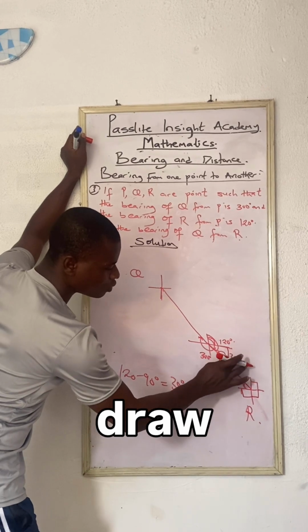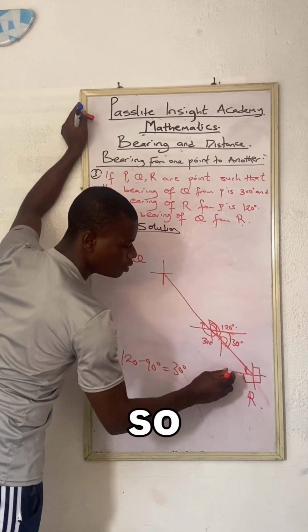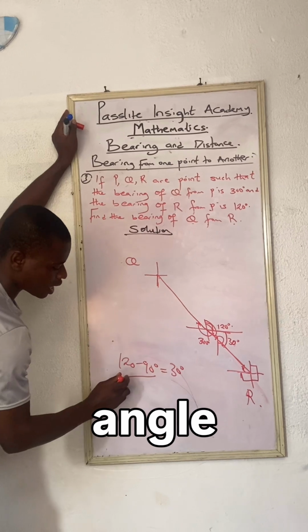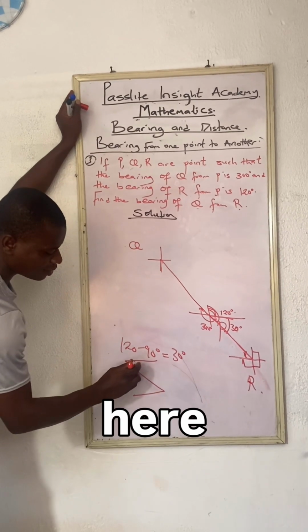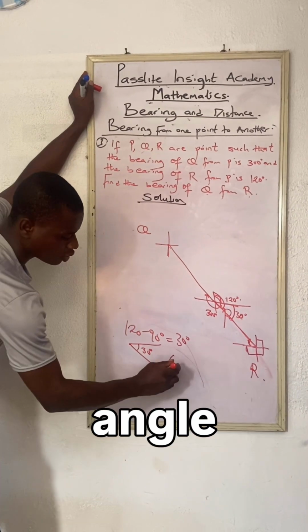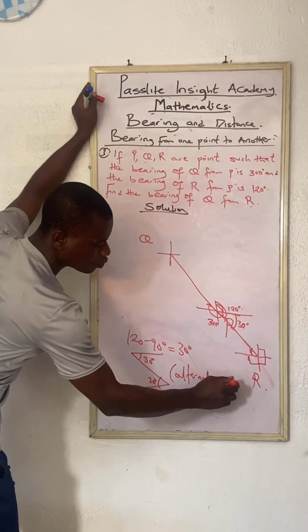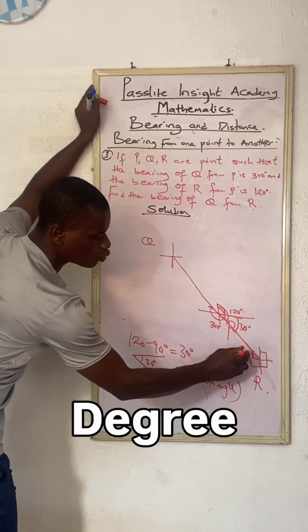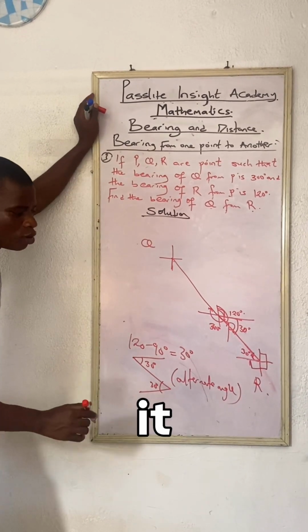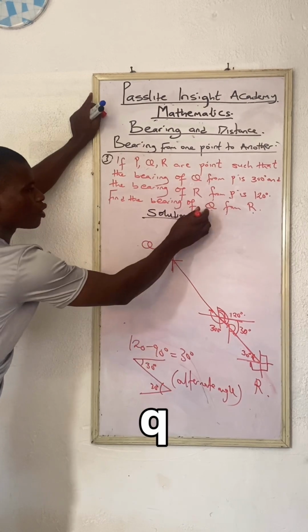Only this point alone. So let's draw our Z. This is Z. And I told you Z is alternate angle. So if here is 30 degrees, here too is 30 degrees. Alternate angles are equal. So this point is 30, this place too is 30 degrees. So you are done.